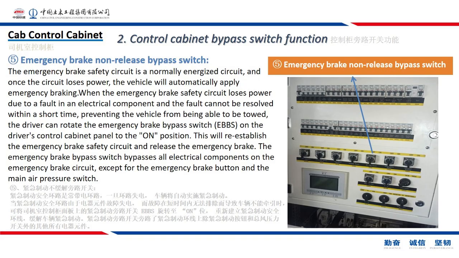Slide 36, Emergency brake bypass switch. The fifth and final bypass switch is the emergency brake non-release bypass. Normally, the emergency brake circuit is always energized, and if power is lost, the train stops automatically. But if the circuit loses power due to a component fault, and the fault cannot be repaired quickly, the driver may use this bypass to restore the emergency brake circuit. This allows the train to move, but safety must be carefully considered. The switch bypasses all components except the emergency button and main air pressure switch.